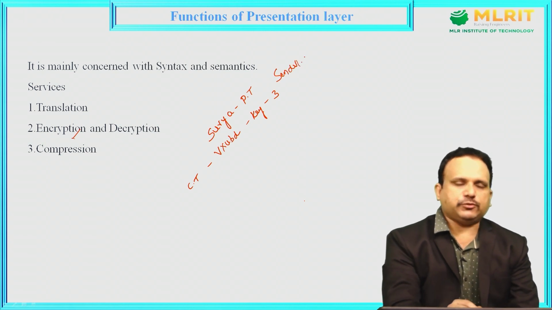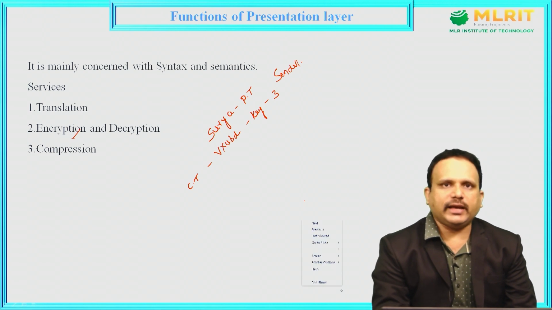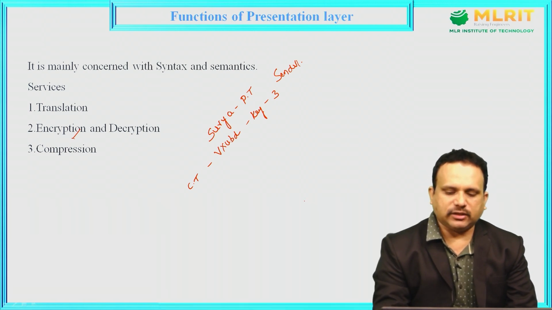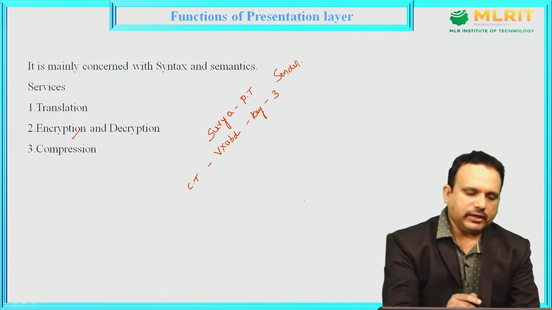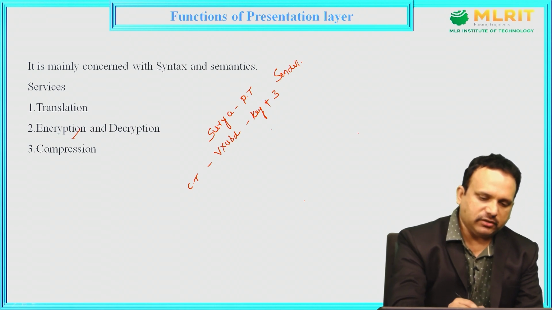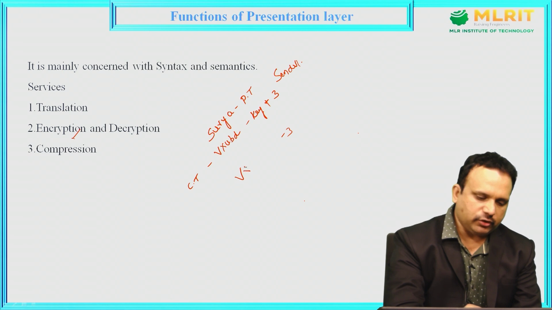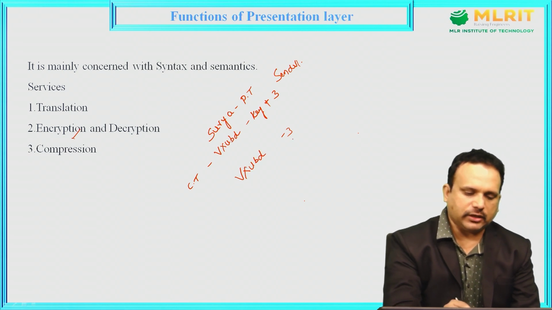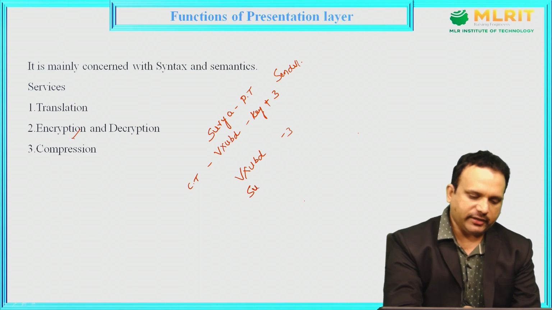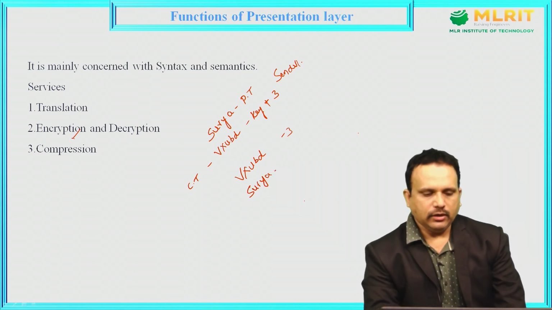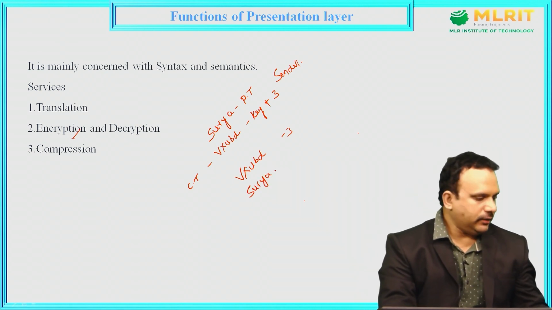And decryption, the process of converting again ciphertext back to plain text is nothing but decryption. So here as we have done +3 key, here we will do -3. So he will receive VXUBD. So simply he will use the key -3 and he will retain the plain text back as Surya, right. So this is about encryption and decryption.